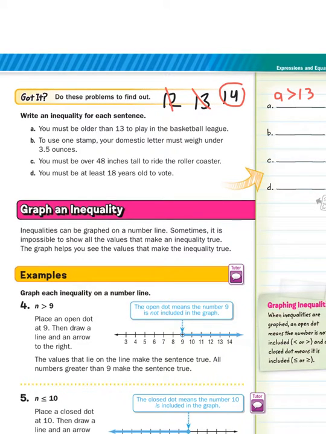Now in B, it says to use one stamp, your domestic letter must weigh under 3.5 ounces. So for my numbers, I'm going to do the 3.5, and I'll do 3.6 for higher, and 3.4 for lower. Now what I'm going to do is circle the number or numbers that makes it true to help me with my inequality.